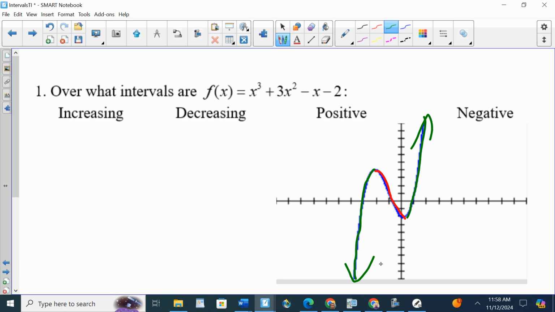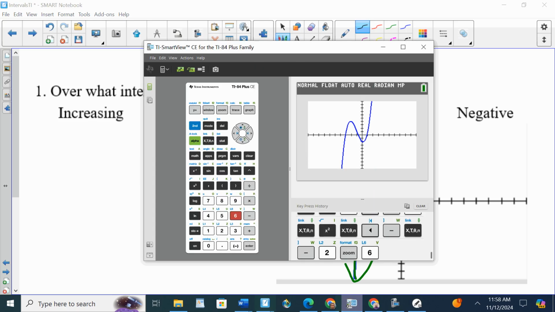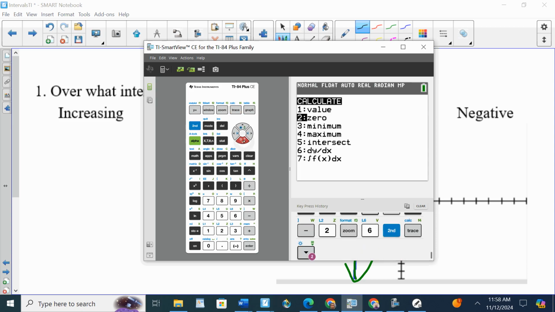In order to know where this thing stops increasing and stops decreasing, I need to know what this point is. That point is a maximum. To find the maximum, I need to use the calculator. So I'm going to go to my calculator. I'm going to go second trace. I'm going to go option 4, maximum.